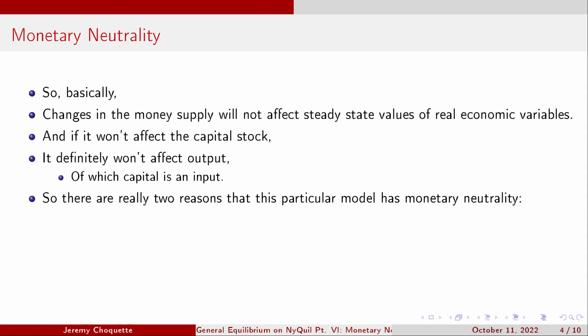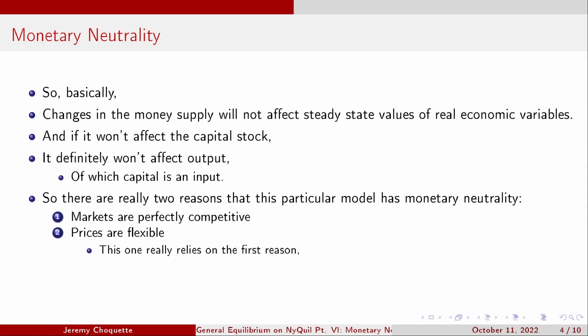So there are really two reasons why this particular model would have monetary neutrality. One, markets are perfectly competitive, and two, prices are flexible. Now, the flexibility of prices really relies on the first reason, because if you've got perfectly competitive markets but you have prices that aren't flexible, you can run into some problems.